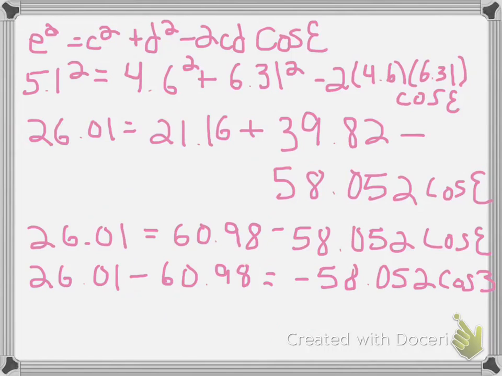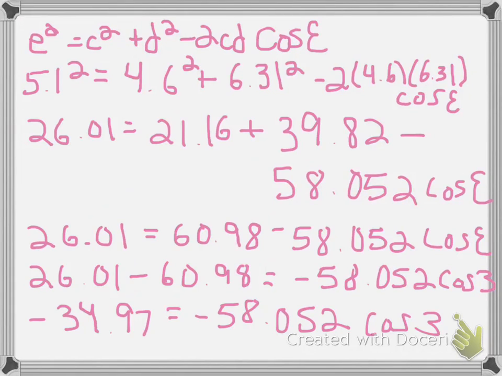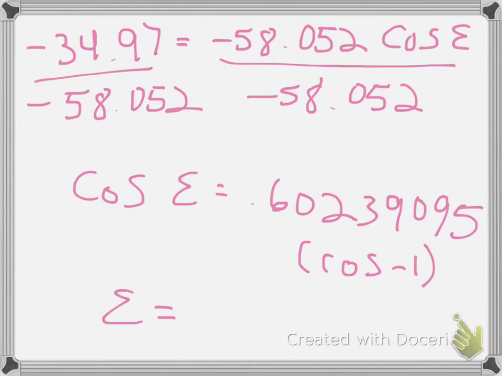In order to get the cosine of E by itself, you have to subtract 60.98 from 26.01. When you subtract it, you get negative 34.97 equals negative 58.052 times the cosine of E. And so, in order to get the cosine of E by itself, you have to divide both sides by negative 58.052. When you divide those two, these cancel each other out, and so you get cosine E to equal this.